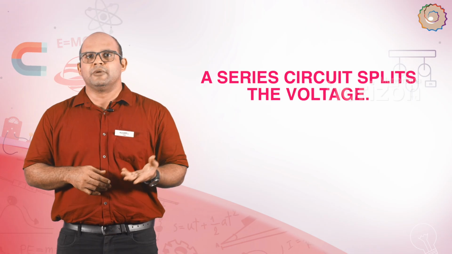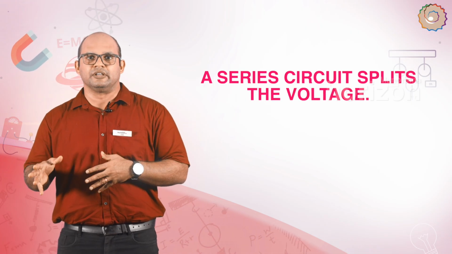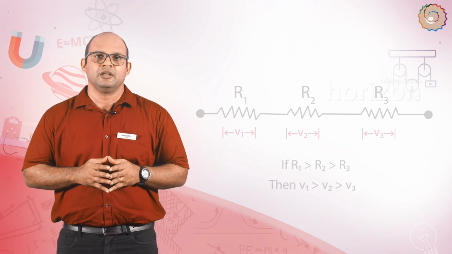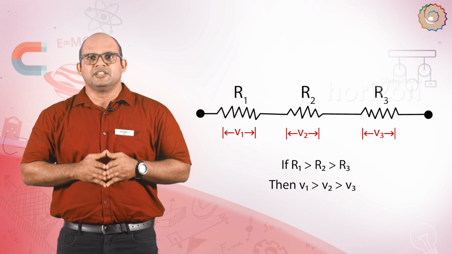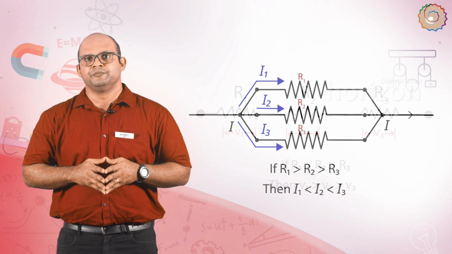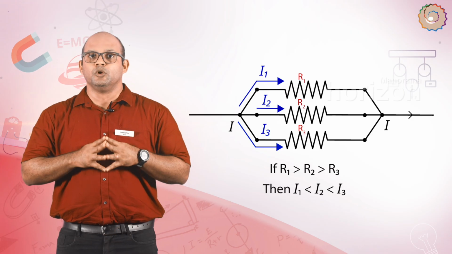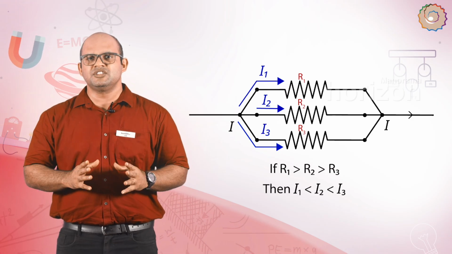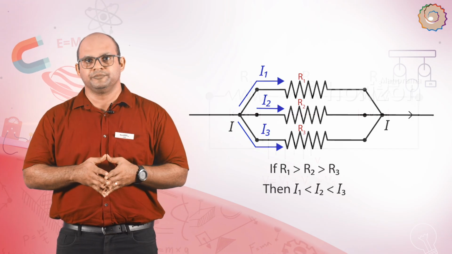An easy way to remember this is the phrase, a series circuit splits the voltage while a parallel circuit splits the current. Next, the larger voltage drop is across the larger resistance in a series circuit. Next, the larger current flows through the lower resistance. Thus, in a parallel circuit, the smallest resistor will be carrying the highest current and vice versa.